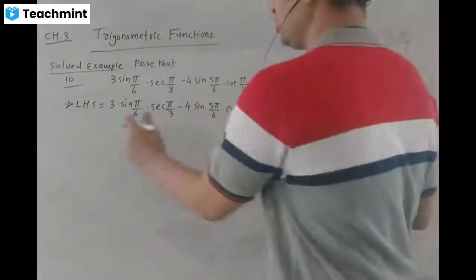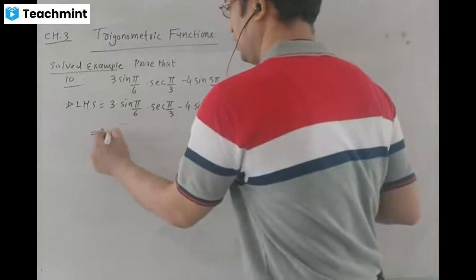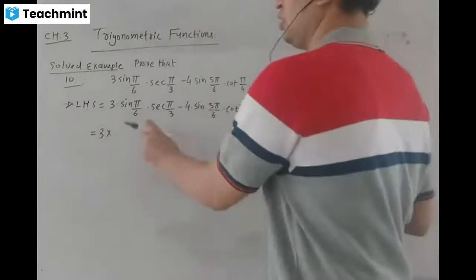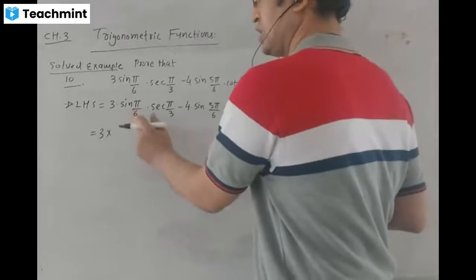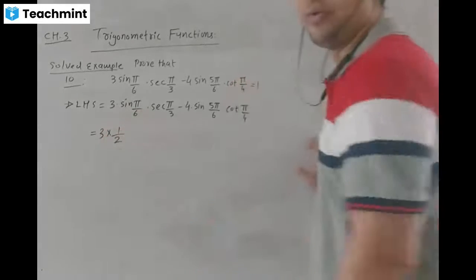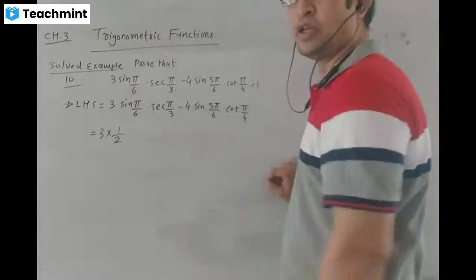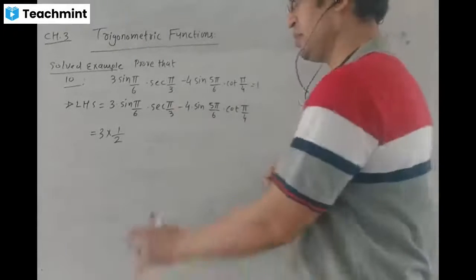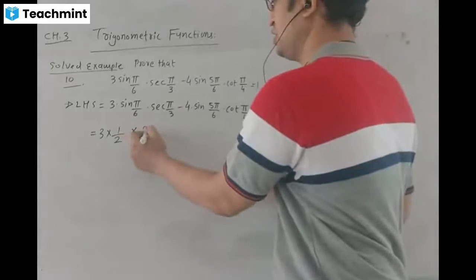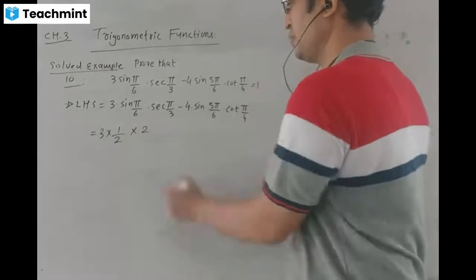Okay. What is the value of sin pi by 6? Sin pi by 6 is equal to sin 30, and sin 30 value is equal to 1 by 2. Similarly for sec pi by 3, that means sec 60, and sec 60 value is 2.